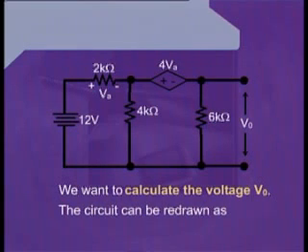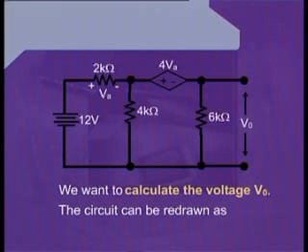The circuit on the slide shows a resistive network which consists of an independent voltage source having a value of 12 volts and another voltage dependent voltage source which has a value of 4VA. Now, it is also mentioned in the circuit that this voltage drop, which is VA, is across the 2 kilo ohm resistance which is next to the 12 volt battery.